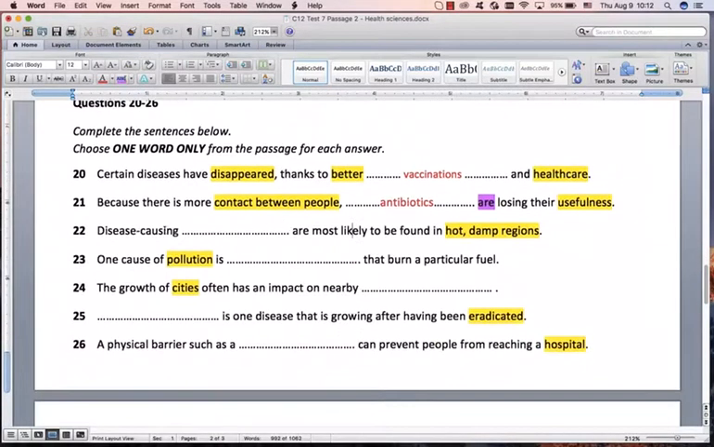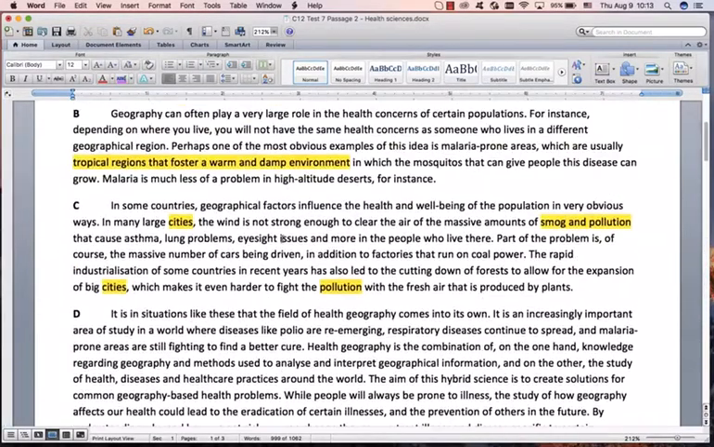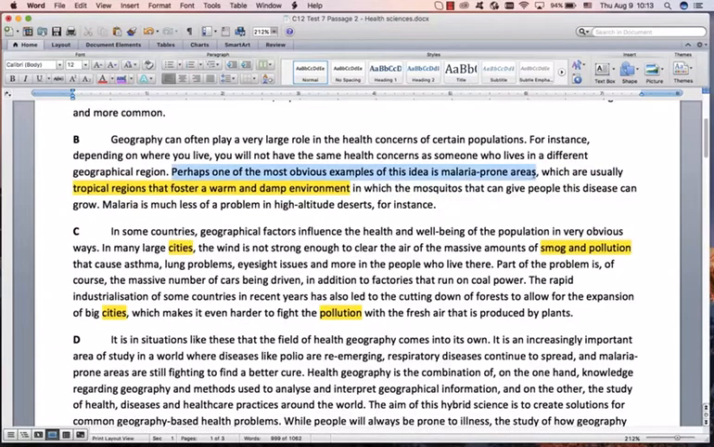Right, next question. I want you to notice that again, disease causing something are most likely. We want something that's going to end with an S. So in hot damp regions, what do we find in hot damp regions? What plural noun do we find in hot damp regions? Malaria prone areas in which mosquitoes that give people this disease can grow. There we go. There's our plural noun. Disease causing mosquitoes, mosquitoes that give people disease.